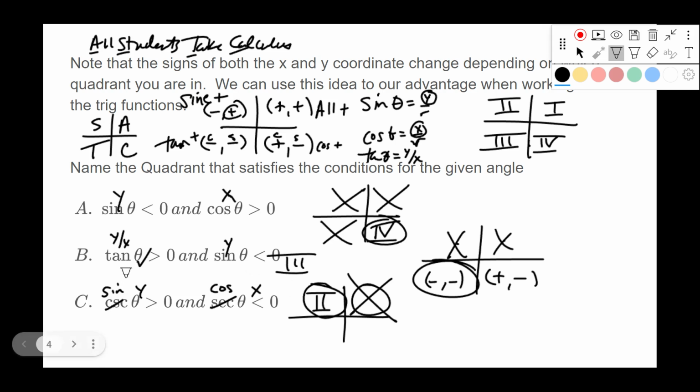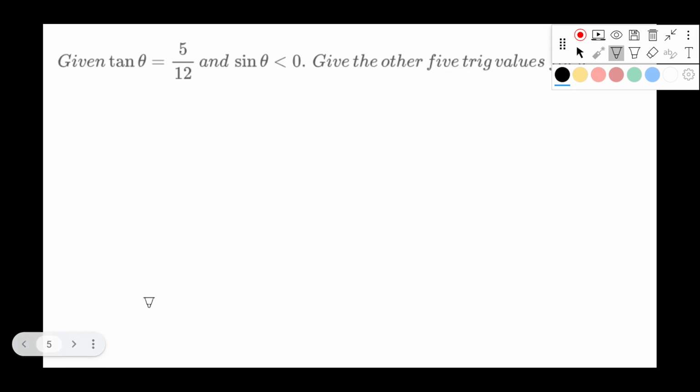Okay? You're going to be expected to do this. Recognize the quadrant, because what we're going to do is build triangles in the quadrant that you're expected to recognize. All right, here we go. I'm telling you that the tangent of theta is 5 over 12, and sine of theta is less than 0, and I want the other 5 trig values.